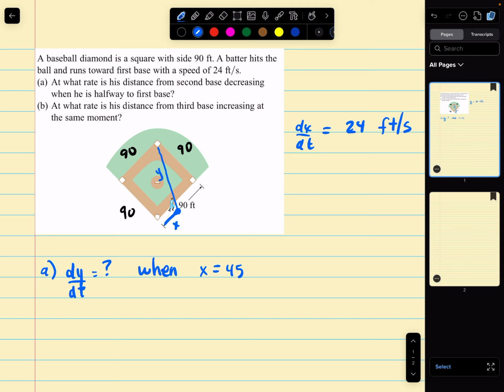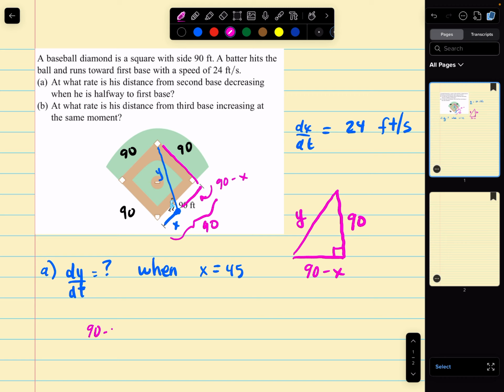All right, so now we need a relationship between x and y. And we see here, if we continue on this line and this line, we easily see we have a right triangle here. Let's come over here and draw it. Where this distance is x. So if this whole distance is 90 and this little piece is x, then that piece of the triangle is 90 minus x. So 90 minus x, 90 on this one, and y is here. So using the Pythagorean theorem, we can come up with an equation that relates x and y. So we get (90 minus x) squared plus 90 squared is equal to y squared.